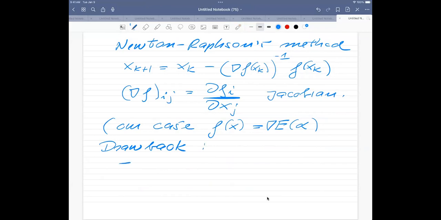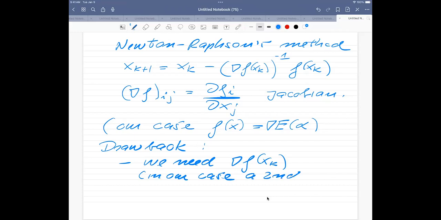One, we obviously have to calculate this gradient. So we need f of x evaluated at k. In our case, it's a second derivative, which in the Monte Carlo calculation leads to an integral, or several integrals, which are multidimensional. So this is something which we obviously want to avoid.